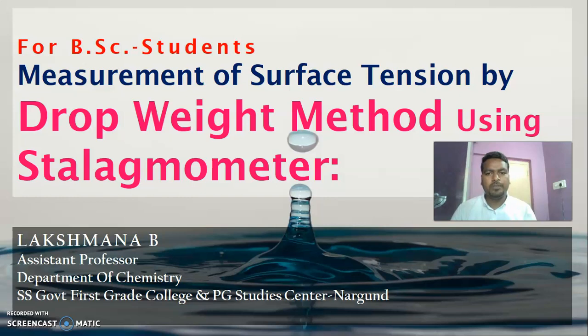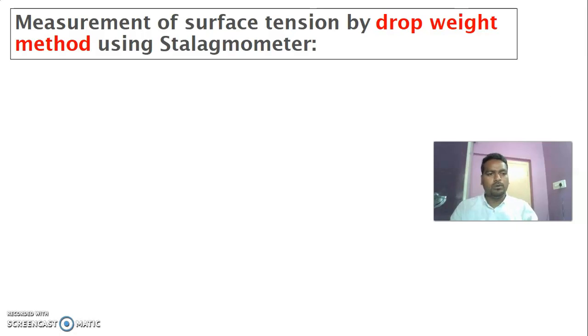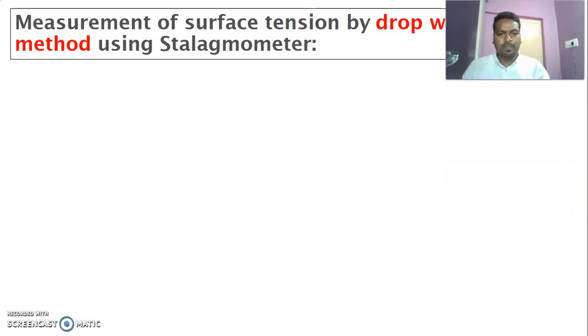Determination of surface tension by drop weight method using stalagmometer. Dear students, in the previous class we understood the phenomena of surface tension and some of the factors which affect surface tension. So now I am going to discuss the experimental part of determination of surface tension using a device or instrument called stalagmometer. Before going to the experiment, you should know the stalagmometer and the principle of this experiment.